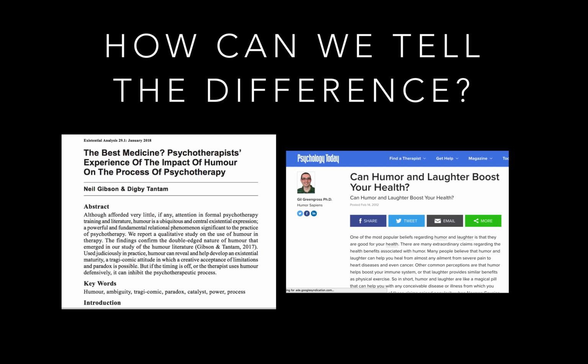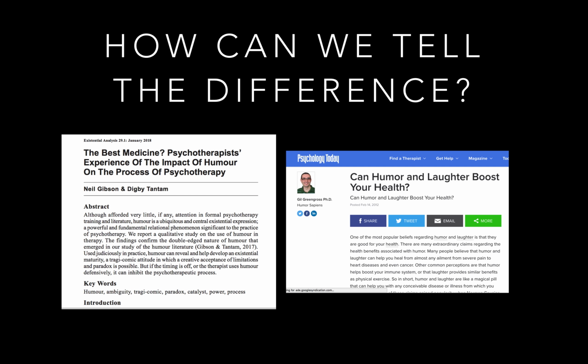So, how are you able to tell the difference between these two types of articles? And you can see right here we have an example. These are on the same topic. It's a psychology topic. It's the use of humor to make people feel better, basically. But on the left is one from a scholarly journal, Existential Analysis, and the authors have done an in-depth study of the use of humor in psychotherapy processes, and they have spelled out all of their methodology. They present their findings, and you can see all their references and their citations.